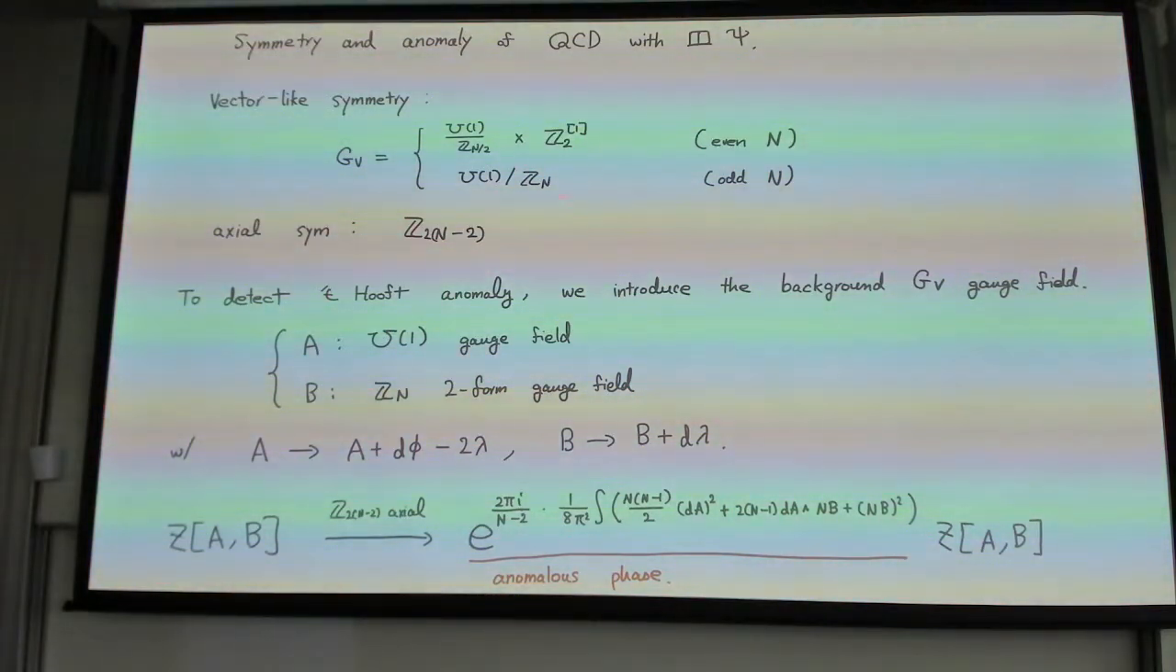To detect the anomaly, we introduce a background gauge field for the vector-like symmetry, which is given by a U(1) gauge field for this one. But because of this division by the center element, you also have to introduce the Z_N two-form gauge field to properly gauge this vector-like symmetry. If you introduce this background gauge field and perform an axial transformation, it's a complicated expression, but the important thing is you get a non-trivial anomalous phase. Because of that, if you assume that the system is gapped and the vector-like symmetry is unbroken, the 4D dynamics should spontaneously break the axial symmetry.